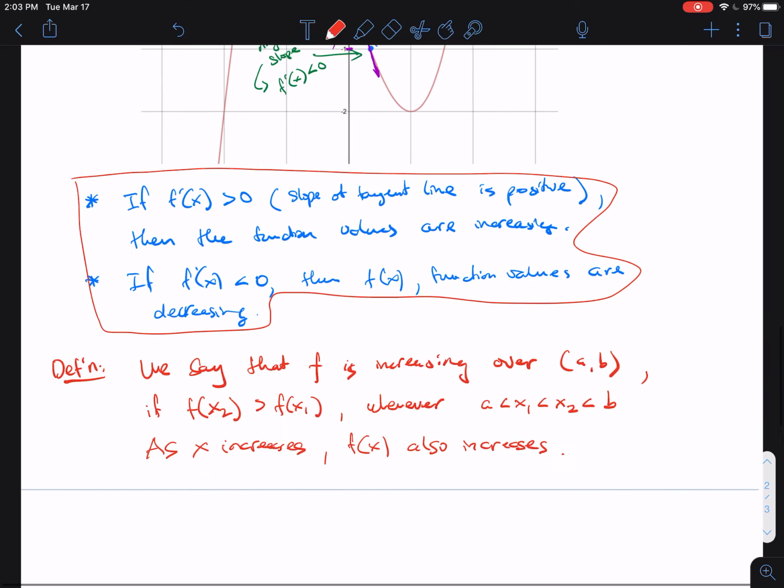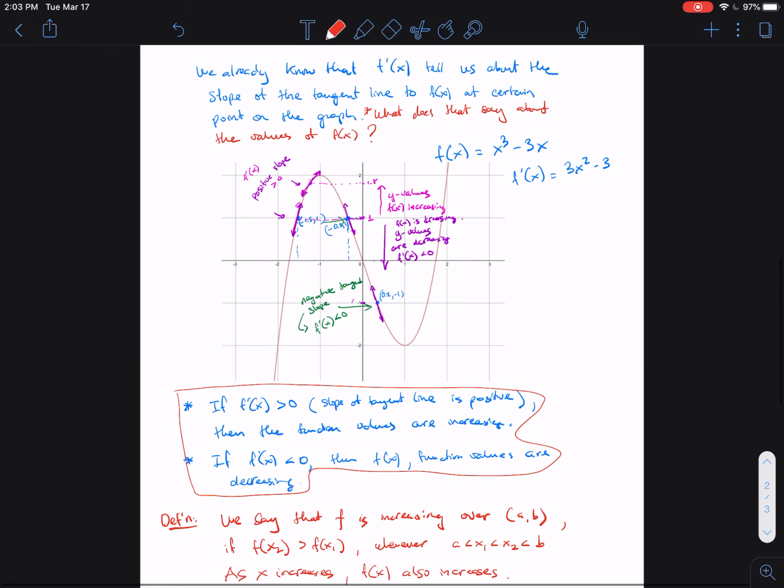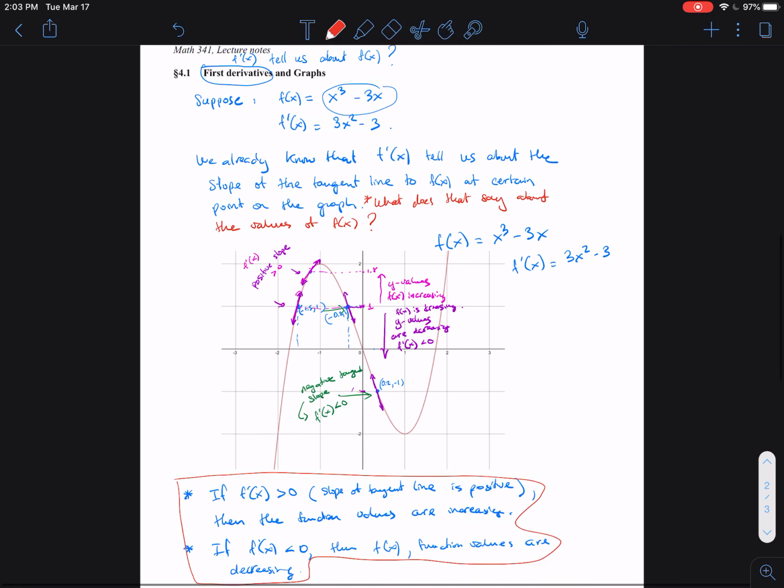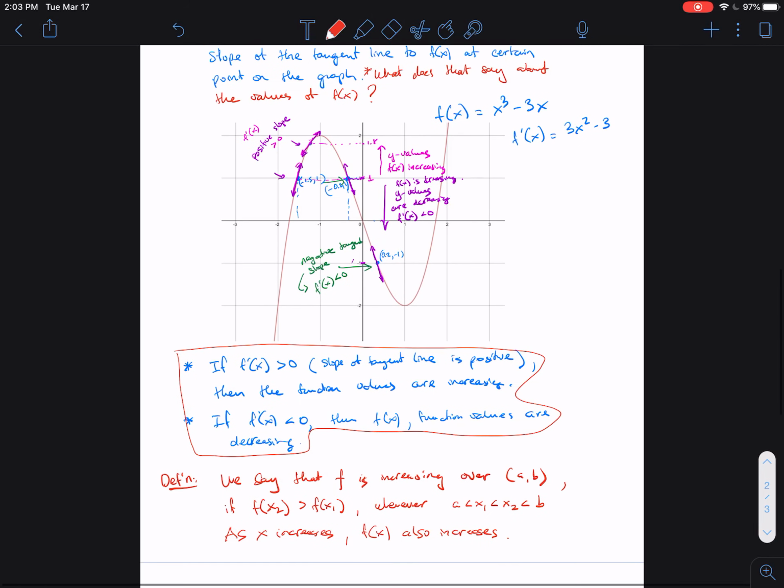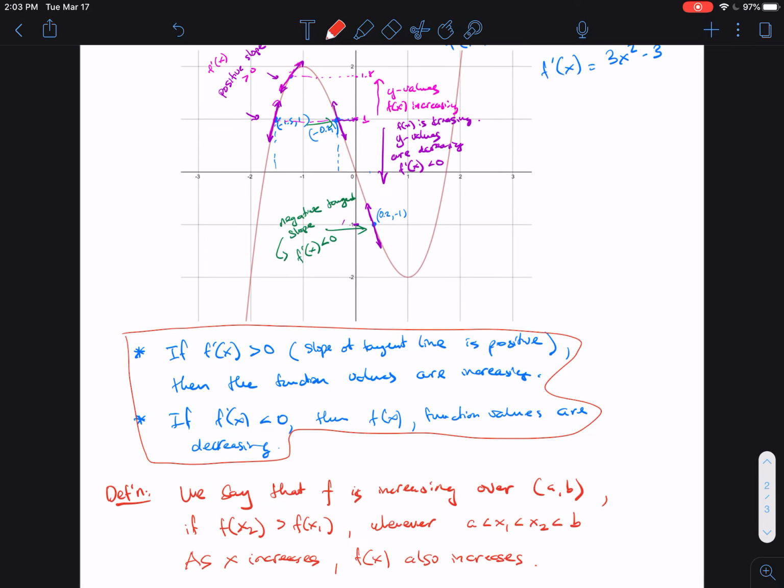So that is just a brief introduction about increasing and decreasing functions, and what the first derivative is telling us. If we compute the tangent slope, or if the derivative is positive at a certain value of x, then the function values are increasing, and if the derivative is less than 0, then the function values are decreasing.